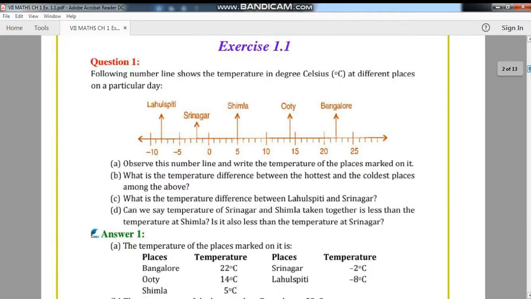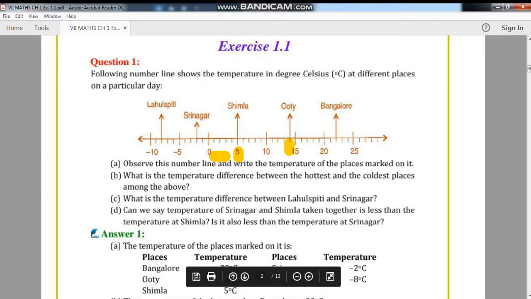The first question is telling us to find out the temperature of the given places. When we move to the right-hand side from 0, we will find that at 5 degrees Celsius it is Shimla, at 14 degrees Celsius it is Ooty, at 22 degrees Celsius it is Bangalore.